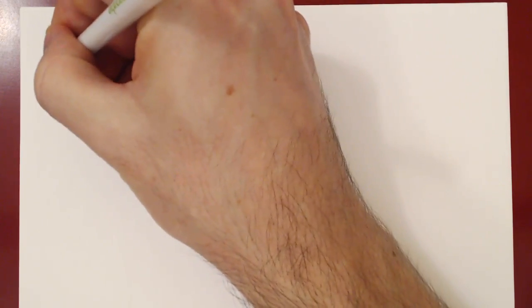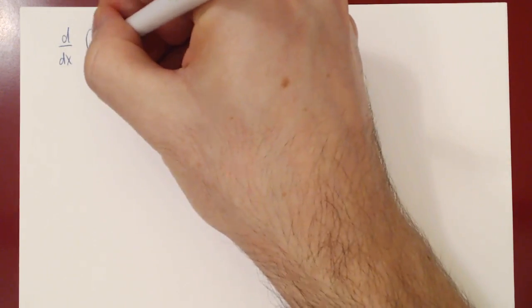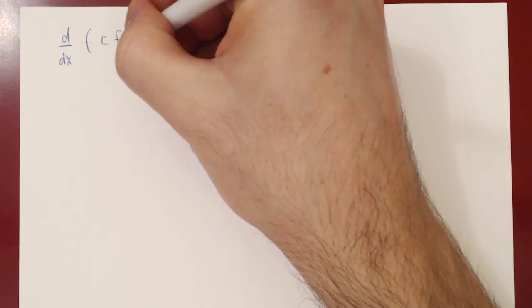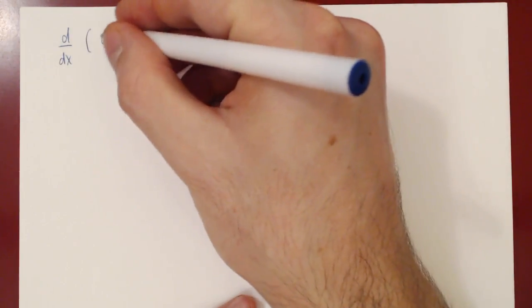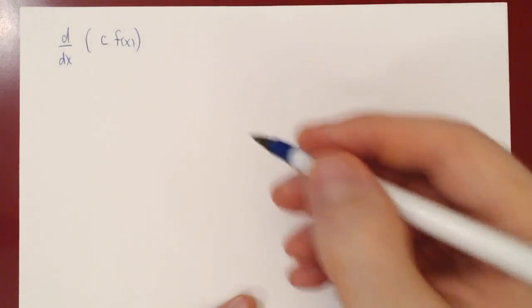Okay, so let's consider additional rules of differentiation. One rule is called the constant multiple rule, and that is, what if we differentiate a constant times a function? So we ask, what's the derivative of a constant c times the function f of x? And the rule says you can simply pull out the constant from the derivative.